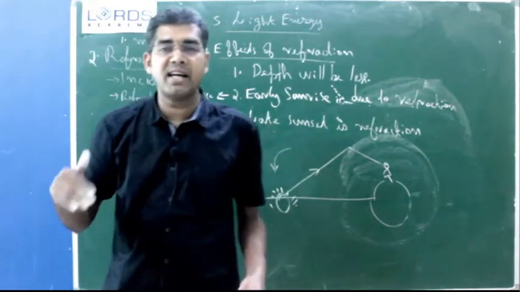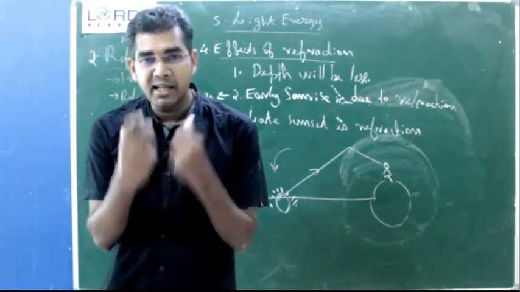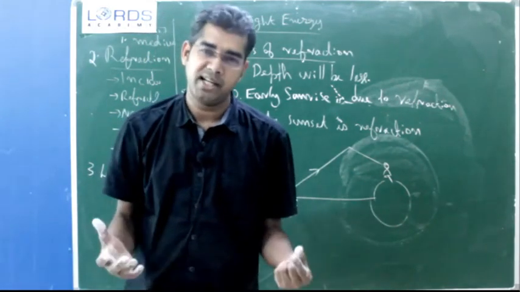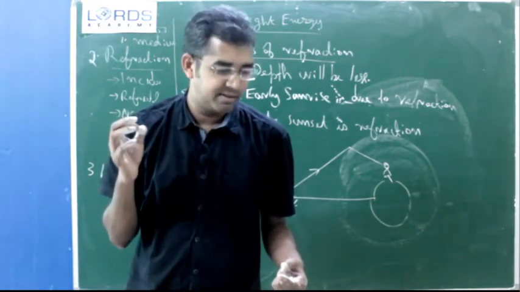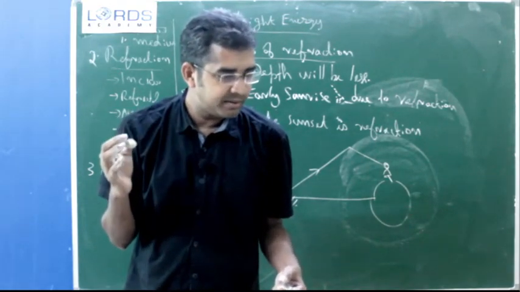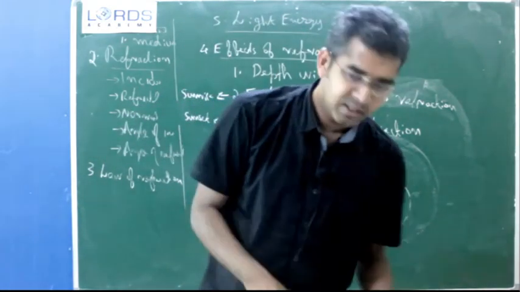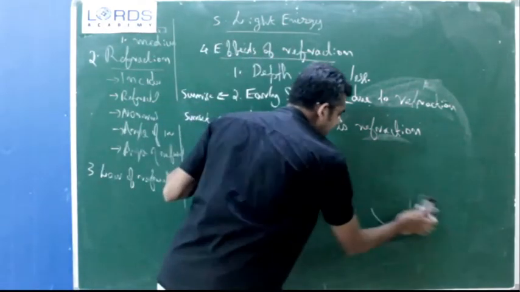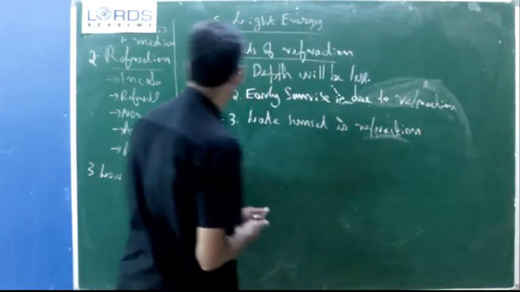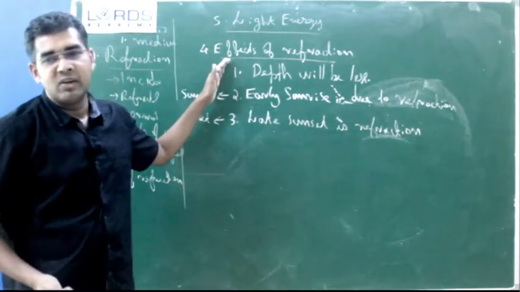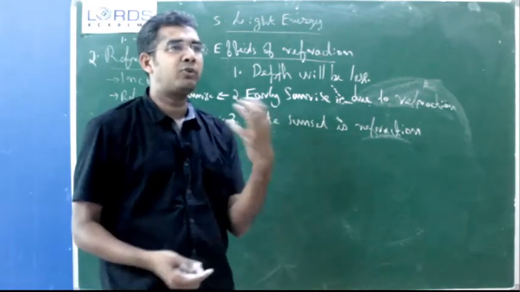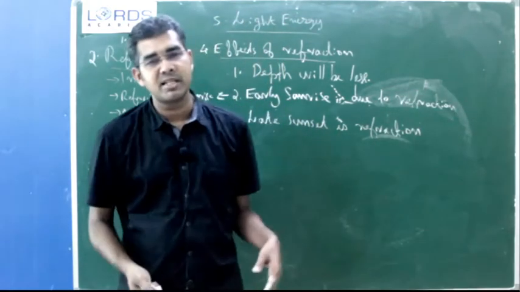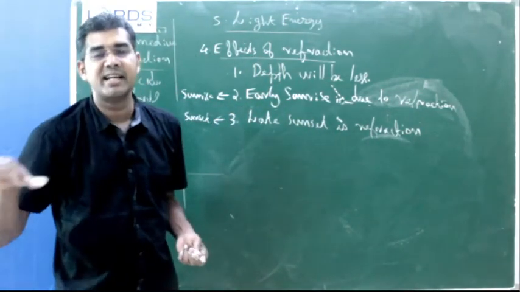So in the morning we can see the sun a little early. So there is early sunrise because of refraction, and there is late sunset because of refraction. Okay? Are you clear? Yes, okay, fine. That's the three effects. So the first effect is when we observe an object in the water, the depth will appear less. Second, there is a phenomenon of early sunrise. And third, there is a phenomenon of late sunset.